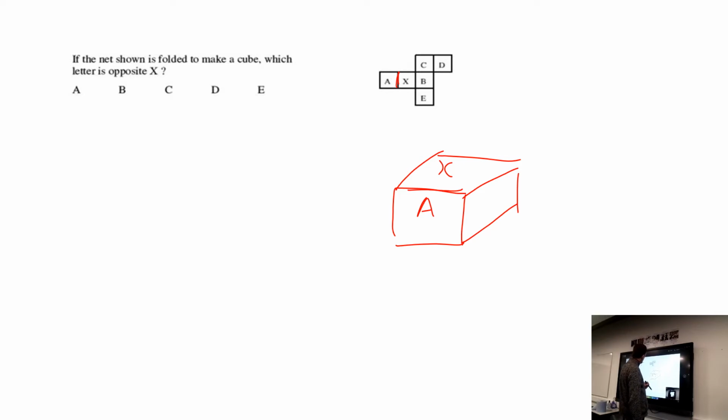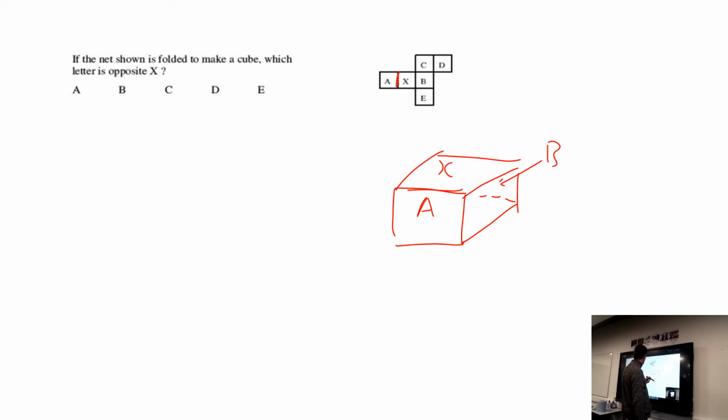Okay, so the other side has to be, this back of it will be B. And we're looking for, so if the back is B, what would be to the left of B? Let's have a look at this. So to the sides of B, we have C and E. One of them will be C and one of them will be E.